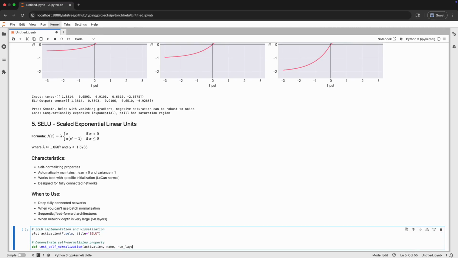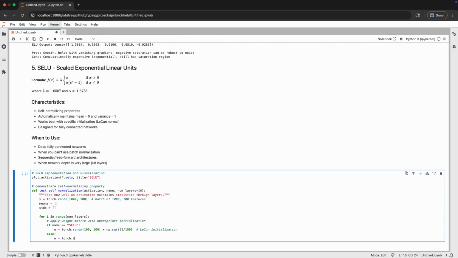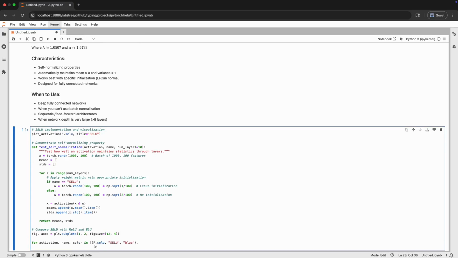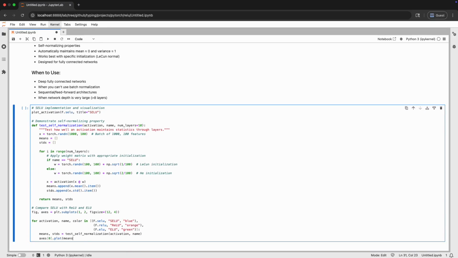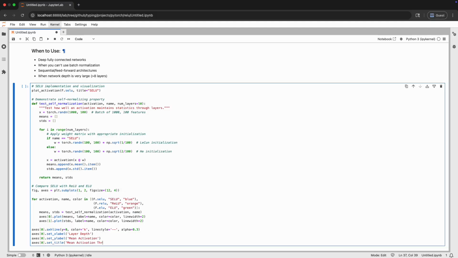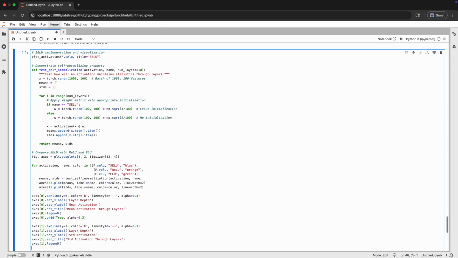Core code. Here I'm demonstrating SELU's self-normalizing property by passing random data through multiple layers. We'll compare how SELU maintains statistics compared to ReLU and ELU. This is crucial for very deep networks where maintaining proper activation statistics becomes challenging.